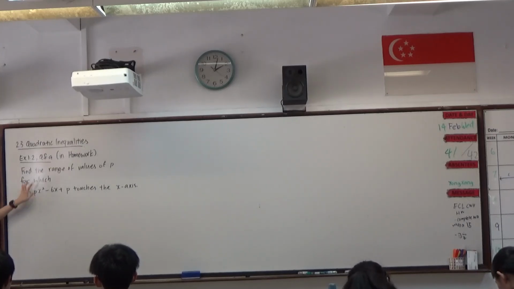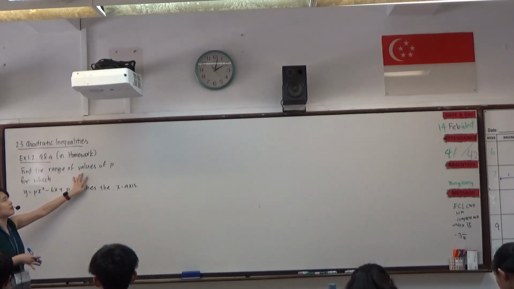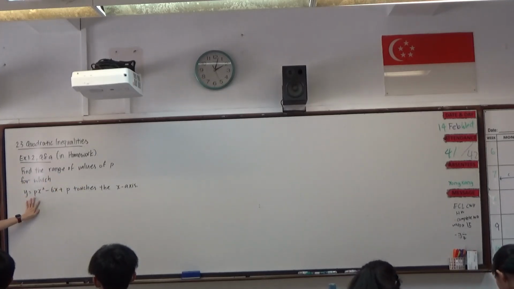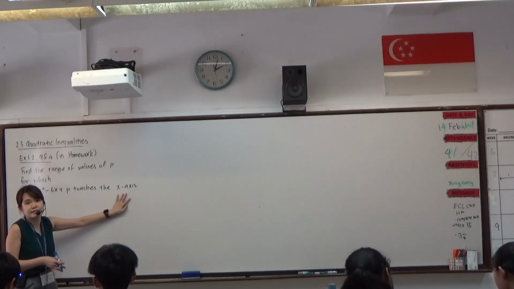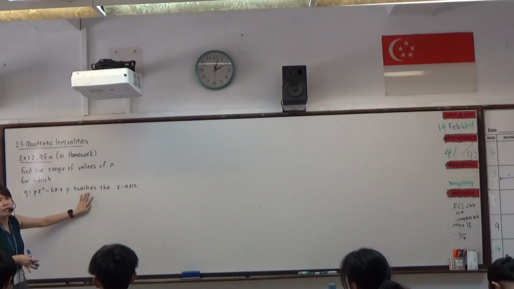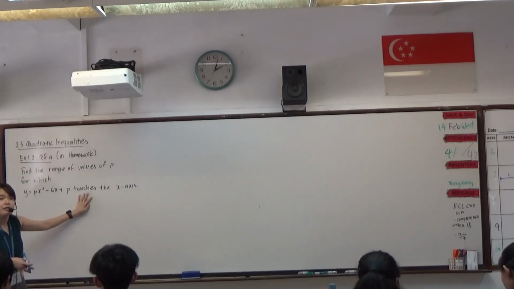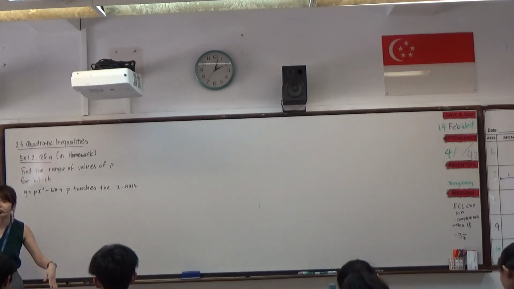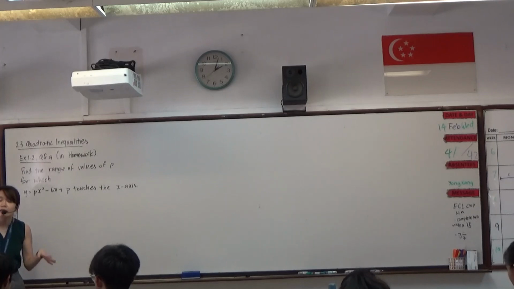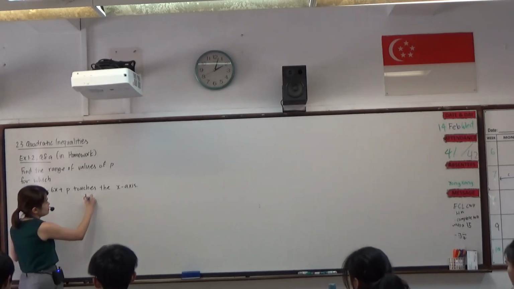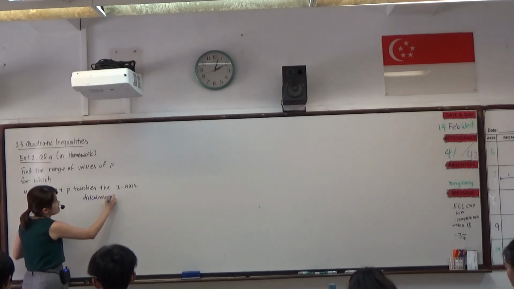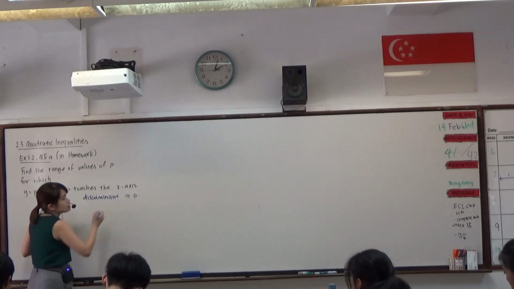So in this question, we want to find the range of values of p for which this quadratic equation touches the x-axis. Okay? We agreed the other time that when it says touching the x-axis, it will mean touch with one point or touch two points. Correct? So therefore, the discriminant in this case is expected to be more than or equal to 0.